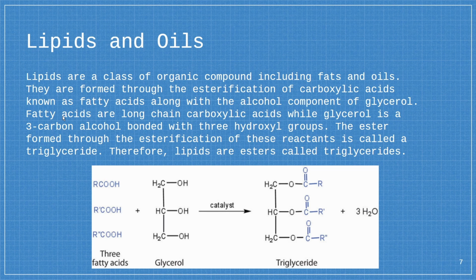Fatty acids are just long chain carboxylic acids, while glycerol is a 3-carbon alcohol bonded with 3 hydroxyl groups. Again, look over here: we have our 3 fatty acids, which are really long chain carboxylic acids, and then the glycerol with its 3-carbon alcohol. The ester is then formed through the esterification of these reactants, and we get something called a triglyceride.